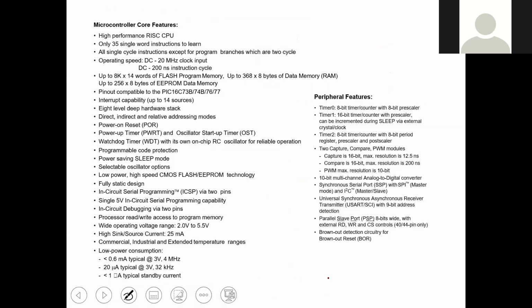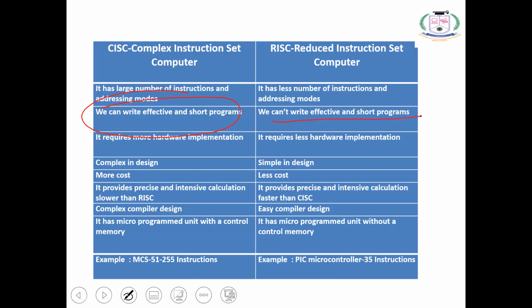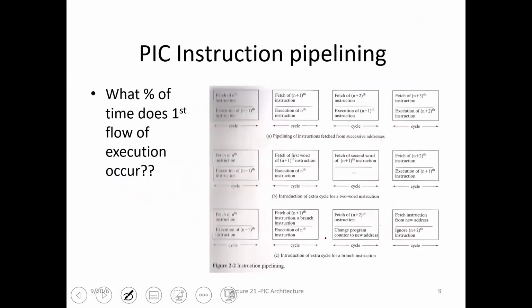I think while we were comparing CISC and RISC, you have seen that mainly here we can write effective and short programs. That is not possible in the PIC microcontroller. Are you clear, ma'am? This is the one thing, and we also have a control memory externally, but we don't have a control memory here. These two are the main disadvantages we used to say. In the remaining, PIC is the advanced one.